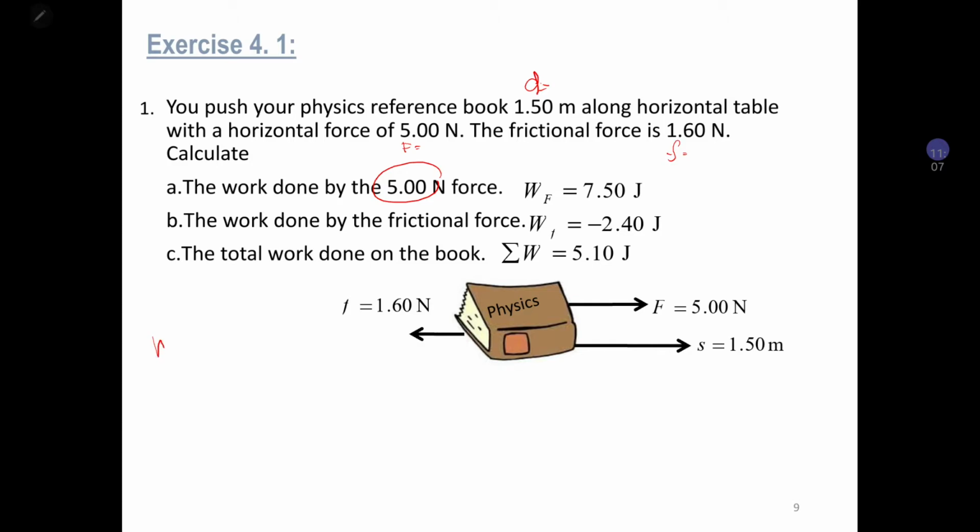So the work done by the 5 Newton force is Fs cos theta. So the force given is 5, S is 1.5. Okay, so the angle between force and S is parallel, so cos 0. Okay, so 5 times 1.5, it will become 7.5 joule. Alright. Question B, the work done by the frictional force. Okay, so they ask the work done by the frictional force.